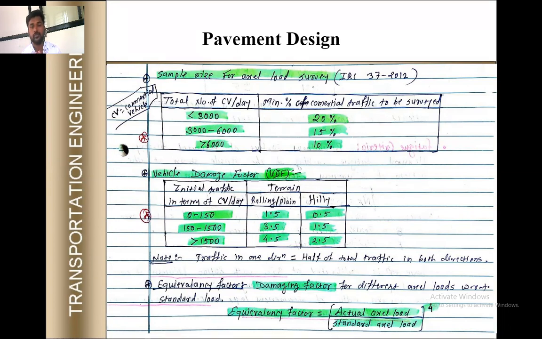Okay, please write down this table also. This is very important. This table is given as per IRC 37/2012, that is for flexible pavement. Write down this table as well.